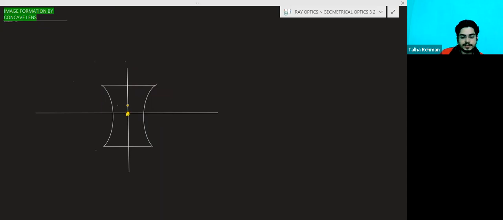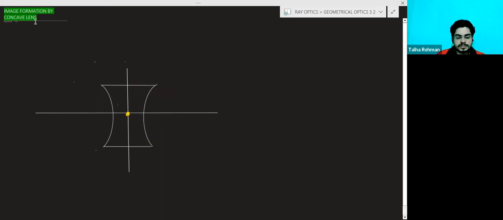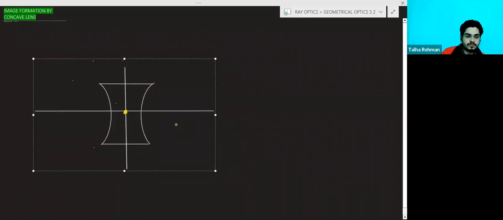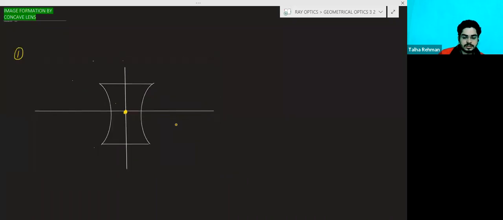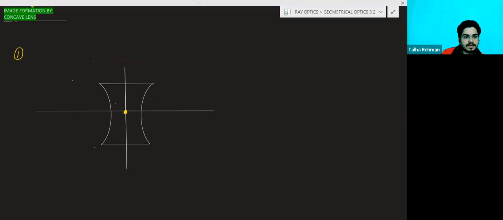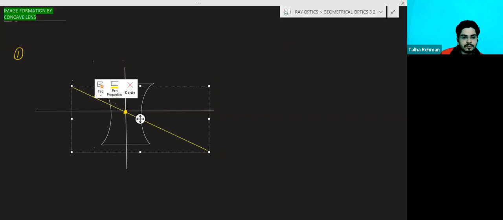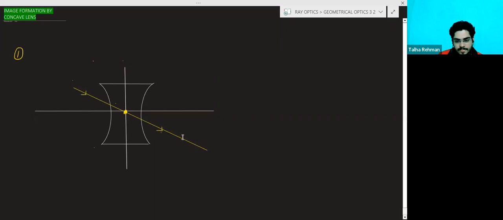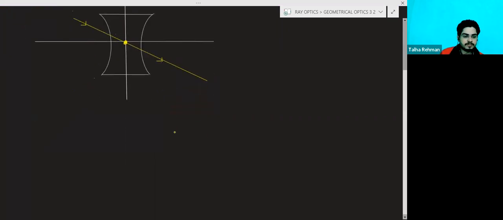Now we'll discuss the rules for the image formation by the concave lens. The first rule is this: if a ray of light is passing through the optical center, it will pass straight.